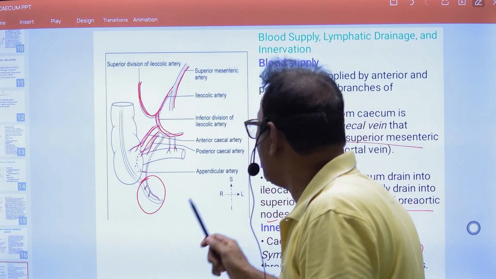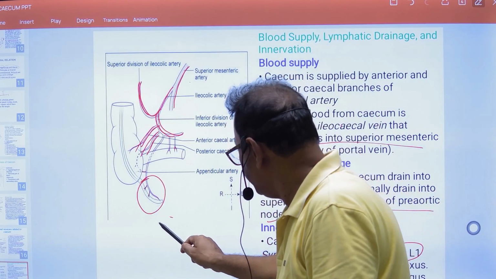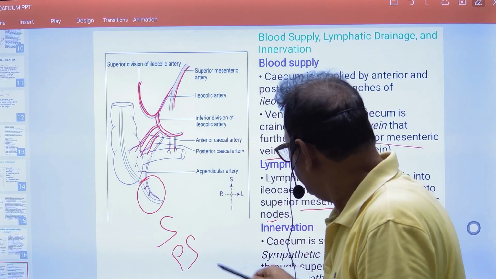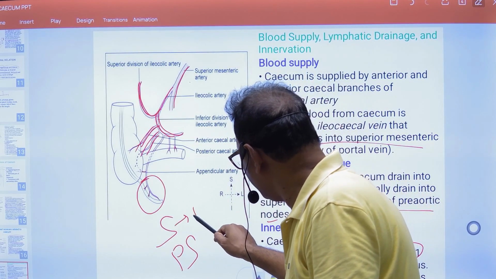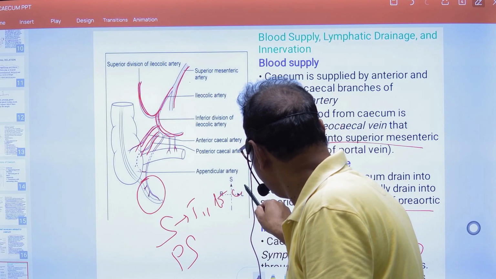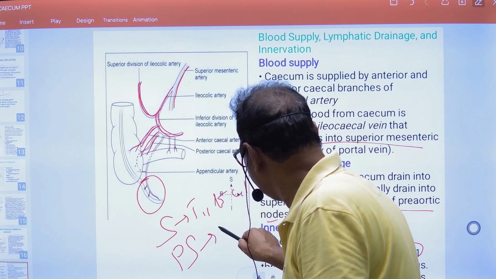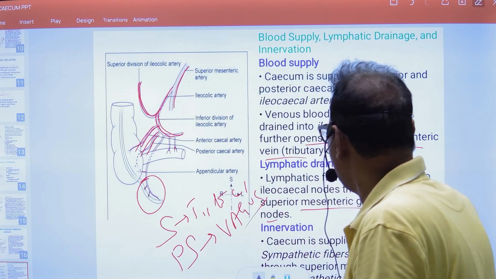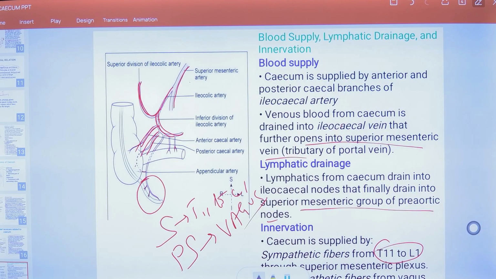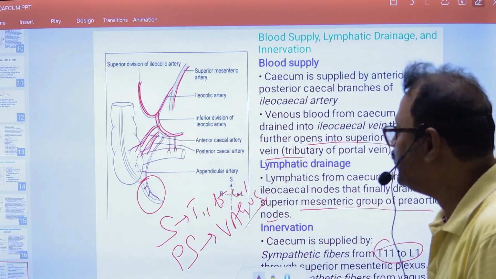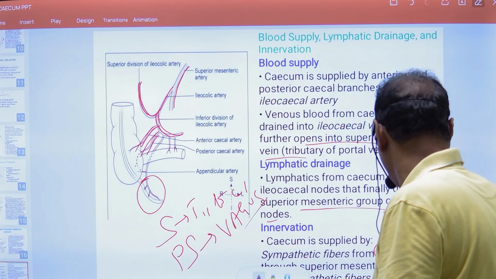The midgut part of the large intestine has sympathetic and parasympathetic nerve supply. Regarding the sympathetic, this comes from T11 to L1, and the parasympathetic comes from the vagus nerve. So any structure which is derived from the midgut will have this sort of arrangement only.